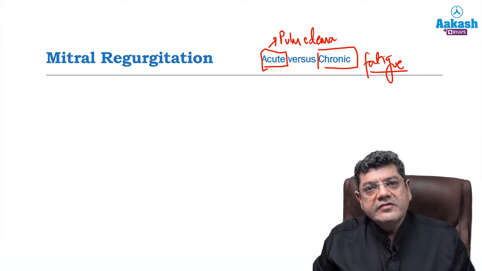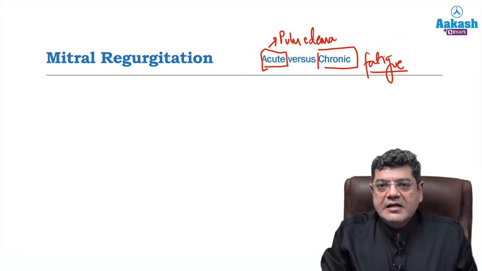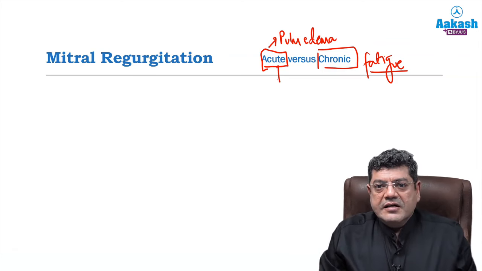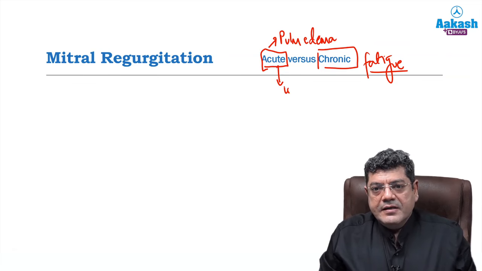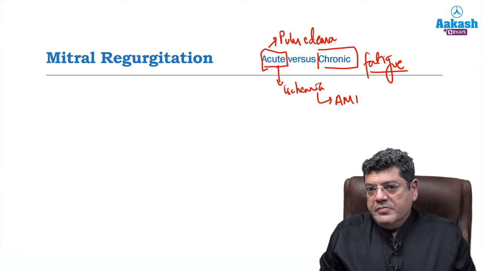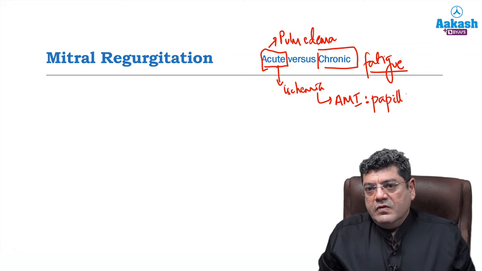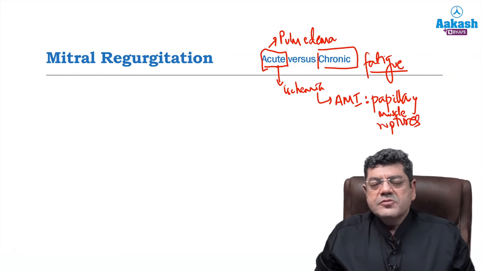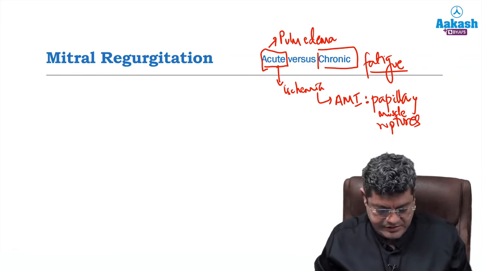What are the settings in which acute MR occurs? So, acute MR can occur with ischemia, like an acute myocardial infarction in which one of the papillary muscles ruptures. It becomes so necrotic that it ruptures, right?